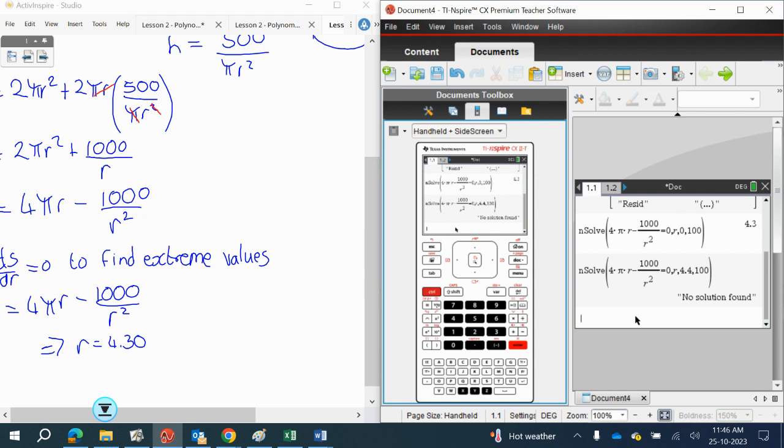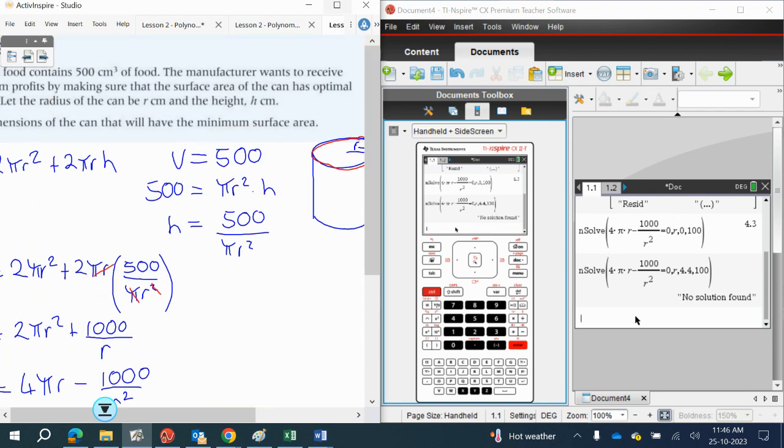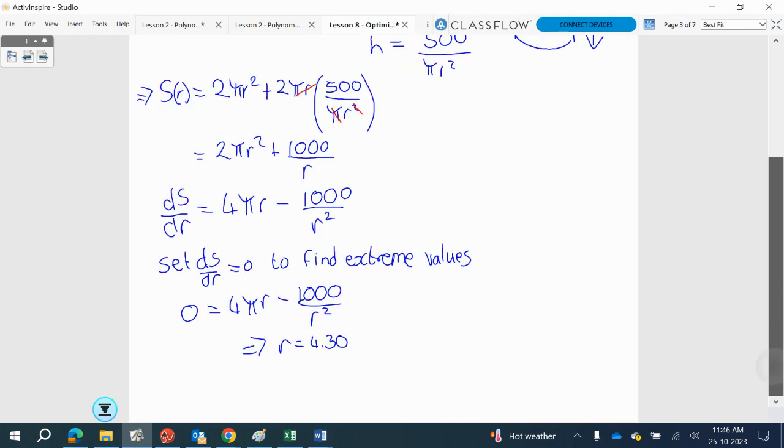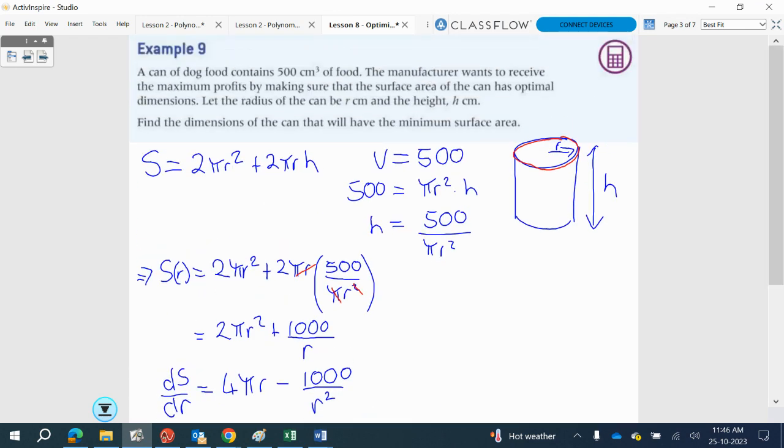So at this point, I'm going to go back and read the question again. At this point, it's important to go back and read the question and make sure you've done everything. So we've got r is 4.30. It says, find the dimensions. It's usually the last sentence in the question you're checking as well. So find the dimensions of the can that will have the minimum surface area. We don't need to find the surface area. Sometimes it's asking for the actual volume or the surface area. Read the question again at the end of these ones, always, and check what it is you're after.